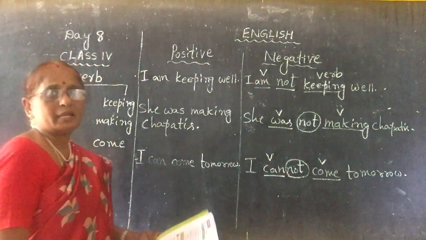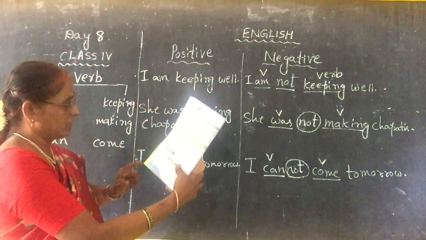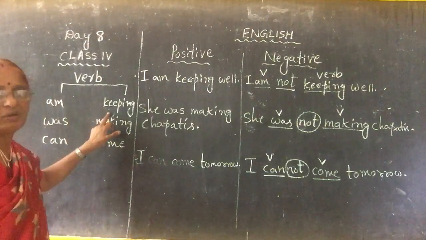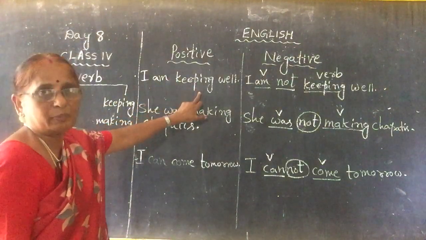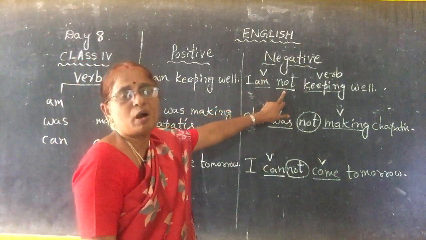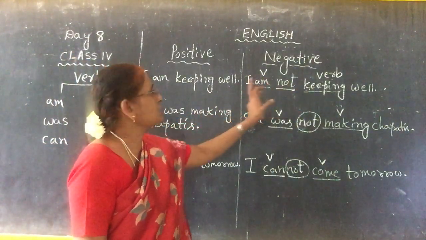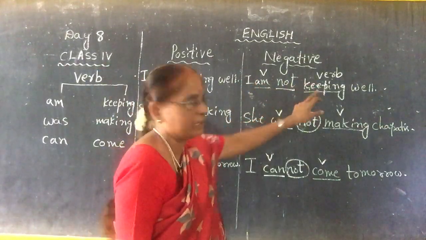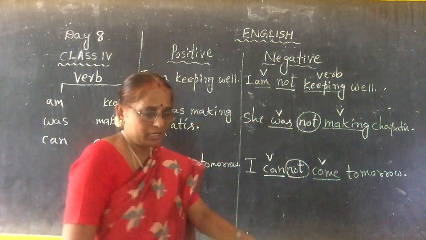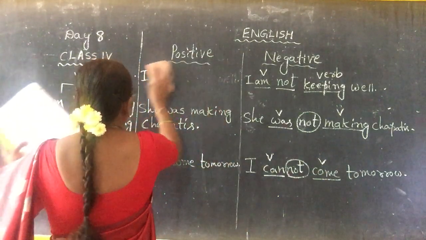Children, have you understood now? In this page number 16, the verb was made into two parts. What are the two parts here? Am, keeping. When we change this sentence into negative, the negative form must be written between the two parts of the verb, am and keeping. Here it is was and making, and can and come. Okay? Coming to Exercise D, see how to write.